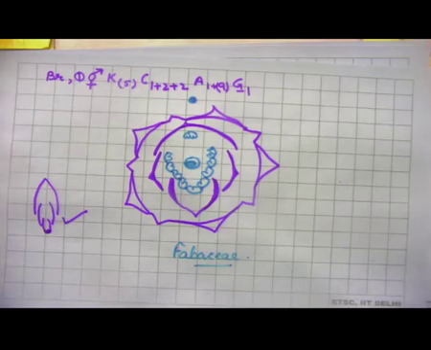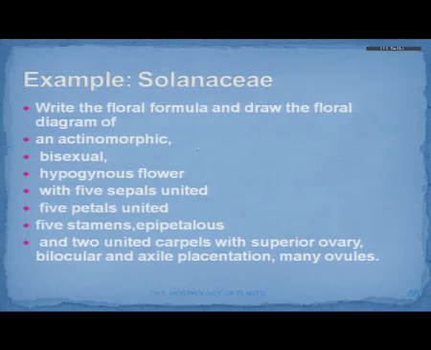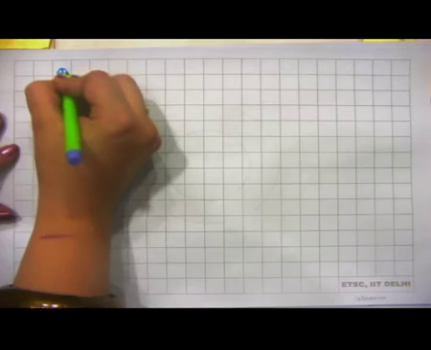I am repeating again that you cannot cram up these diagrams, you have to learn to draw these, and you can draw these only when you have learned the meaning of the symbols. Similarly, we can write the floral formula and draw the diagram of family Solanaceae. Here the flower is actinomorphic. Let us do this quickly.